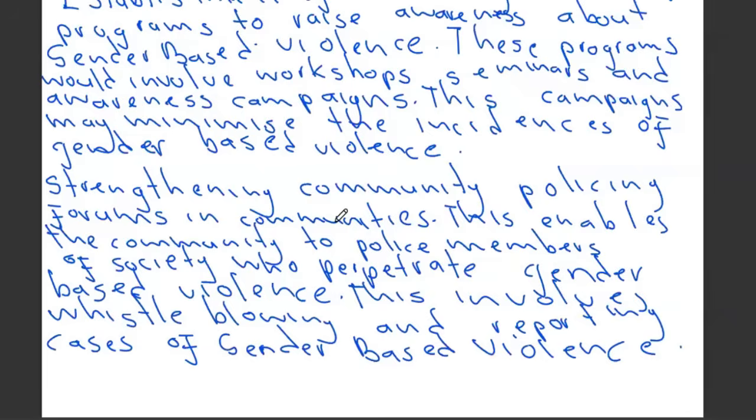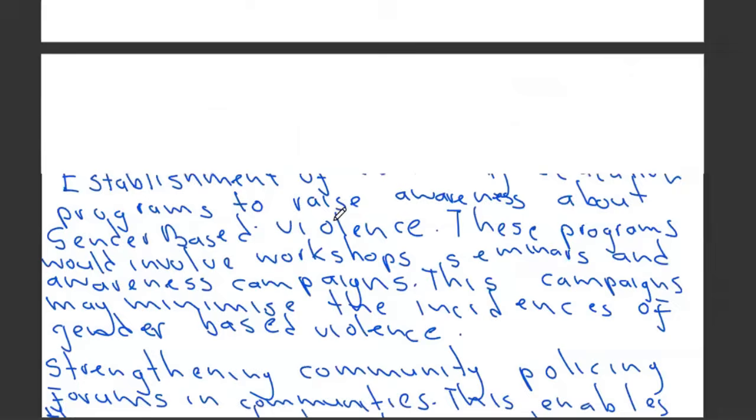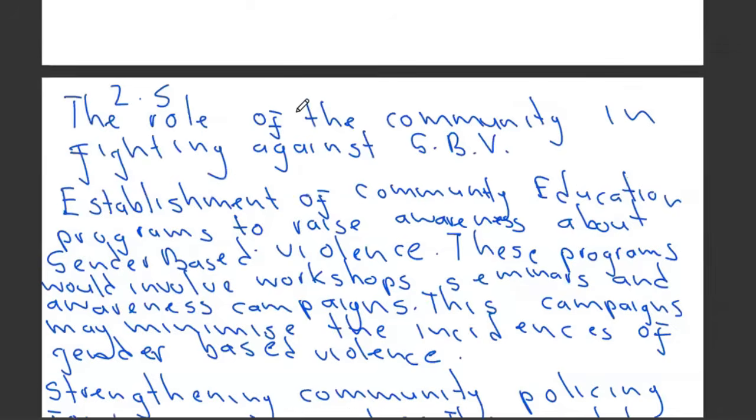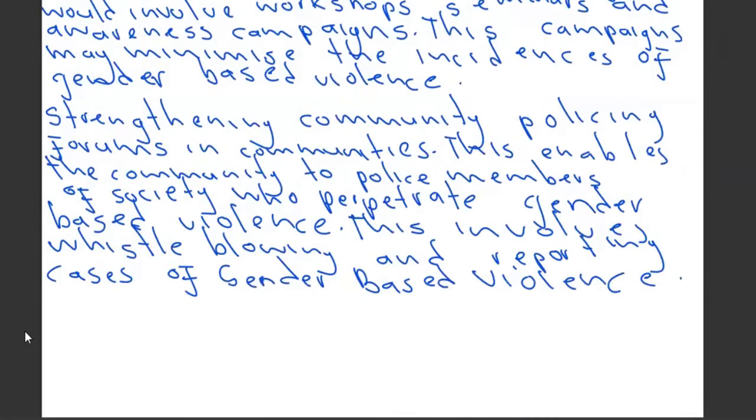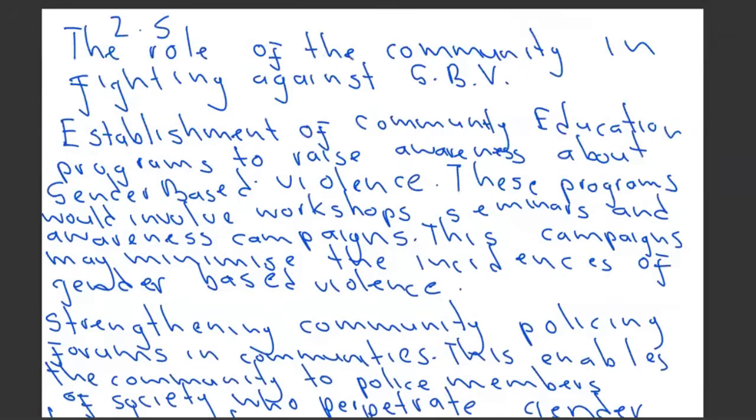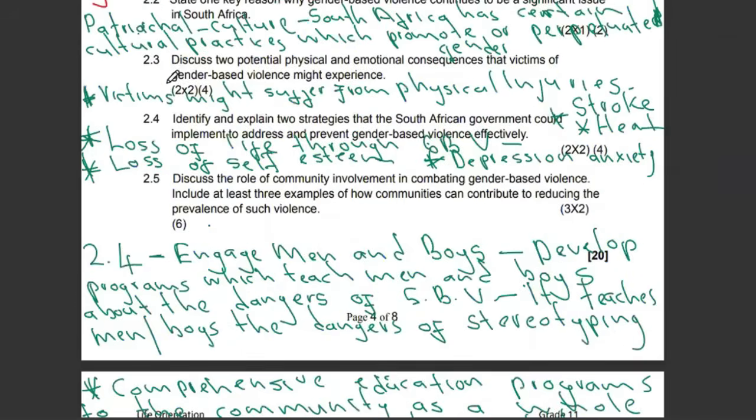So all of this answers question 2.5. The main thing is that you must state your point, then you qualify your point, then you provide an outcome. So it's basically statement, qualifier, then it should lead to an outcome. How does that help the society? So this brings us to the third question, which is question 3.